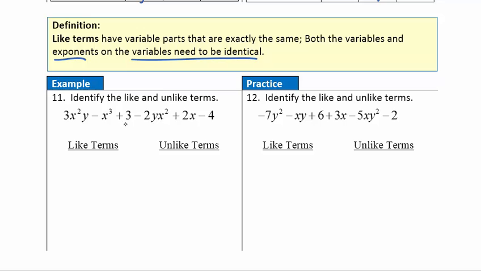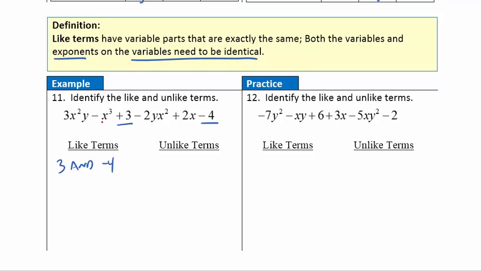Well, I'm going to start with an easy one here, which is 3 and negative 4. Those are like terms. They don't have any variable part at all, and so that makes them identical. And we've been combining or looking at these like terms for a long time in our life, so I'm going to list those. So 3 and negative 4 are like terms.